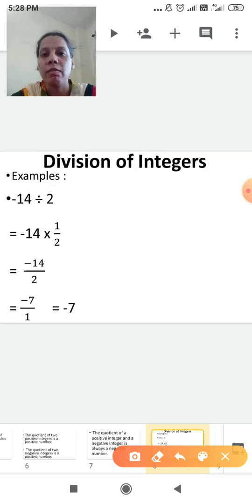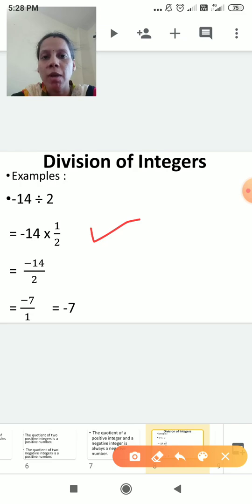Once again, we will just see what we have done in this sum. In the first step, we have written the first integer as it is. In place of the division sign, we have written multiplication. As we are writing the multiplication sign in the first step, we will write down the multiplicative inverse of the second integer. The second integer is 2 here. So the multiplicative inverse of 2 is 1 upon 2, correct. So minus 14 multiply by 1 upon 2.